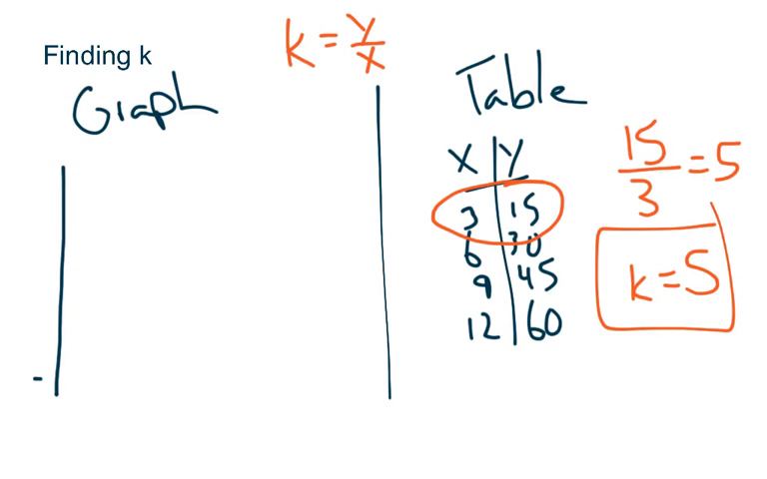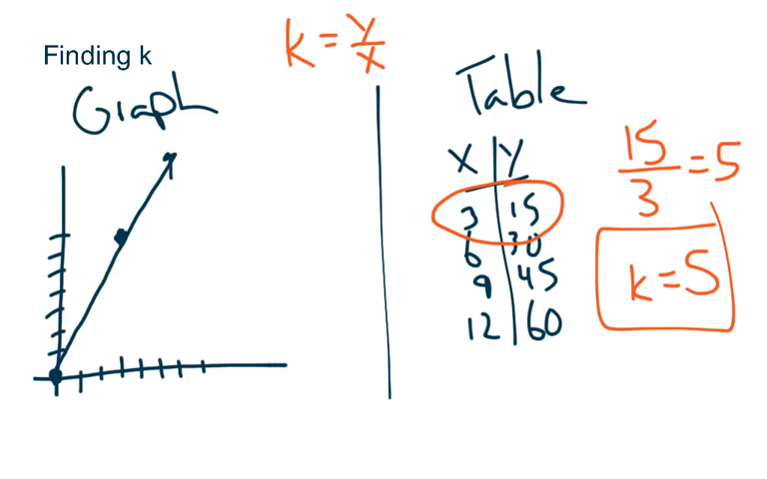Now with a graph, it's the same idea. What's going to happen with these proportional relationships is that they don't always have to be positive. They're mostly going to be positive, and they're always going to go through the origin. So here you might be given a graph, and it could look like this. And you have to find k. Well, again, we're going to use this trick right here. K equals y over x.